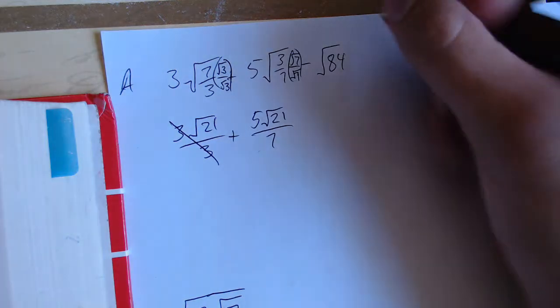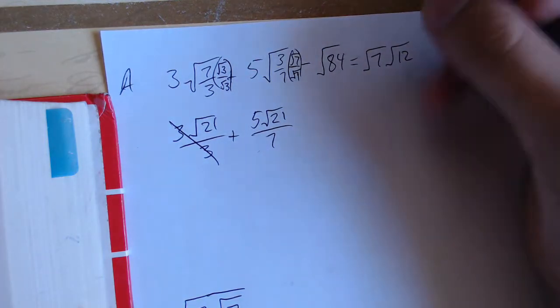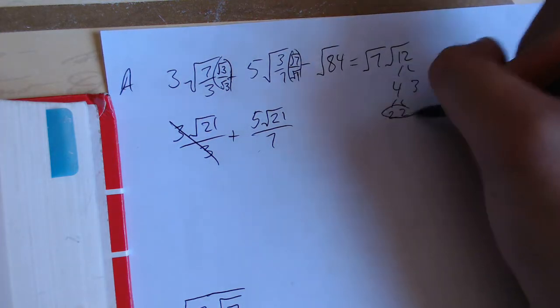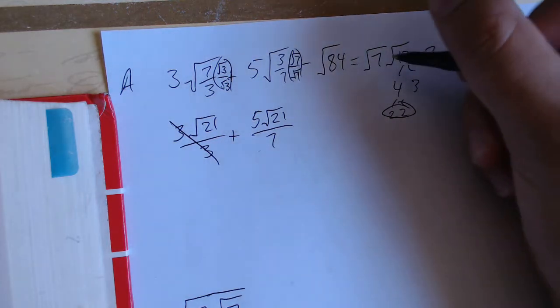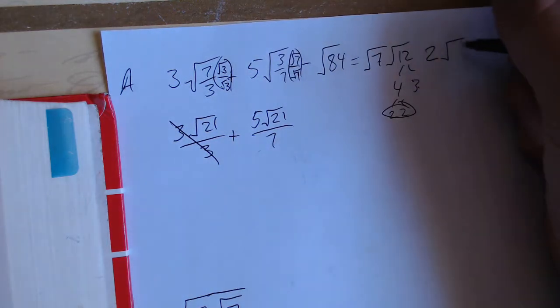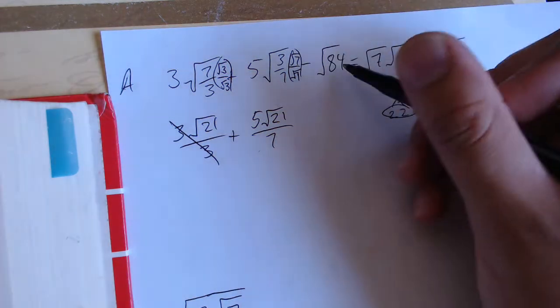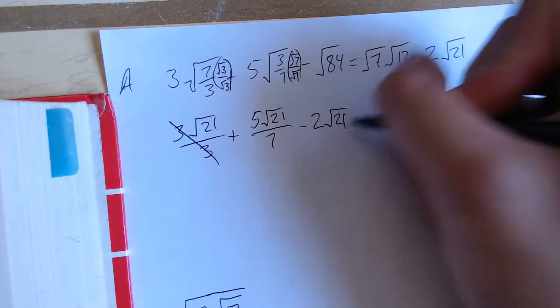This can factor. See, that equals root 7 times root 12. 12 will factor into 4 and 3. 4 factors into 2 and 2. We've got a pair. So then we get whole number 2. And then the 3 and the 7 have to multiply, so times the square root of 21. So we'll rewrite root 84 as minus 2 times the square root of 21.